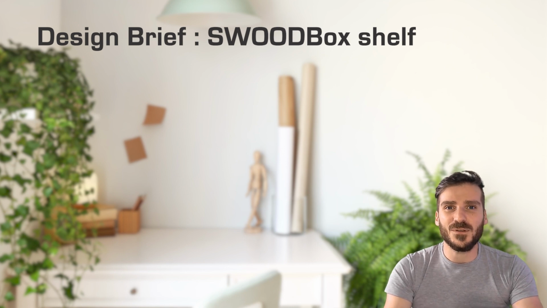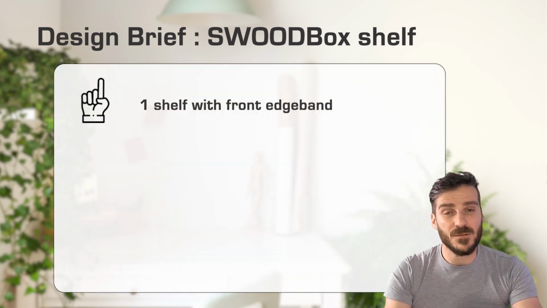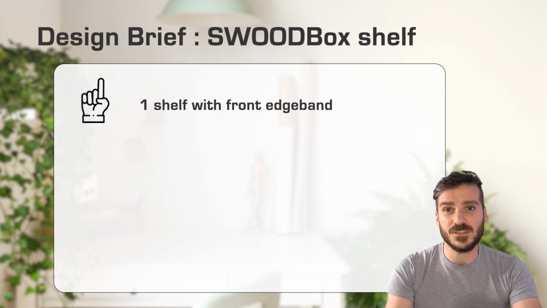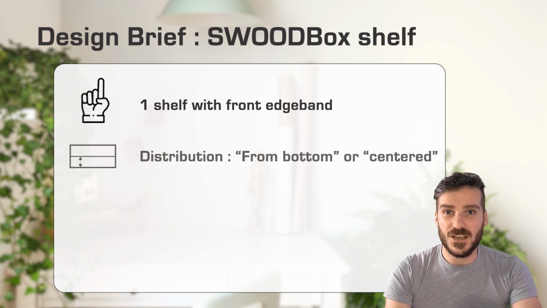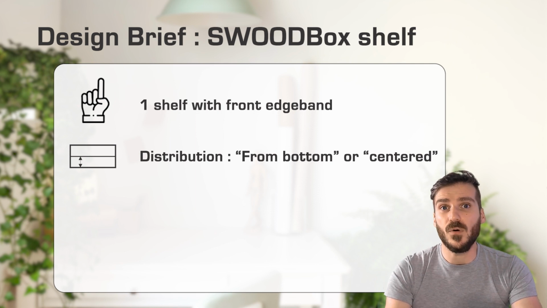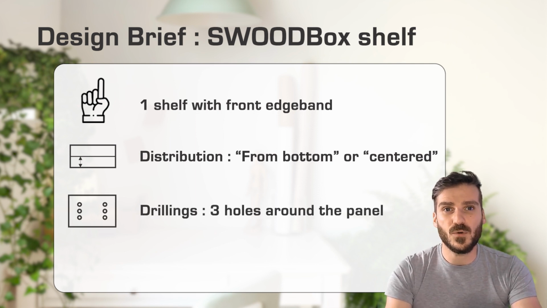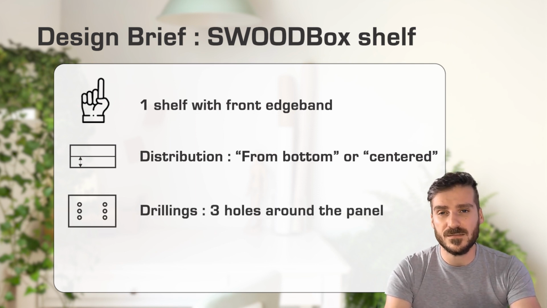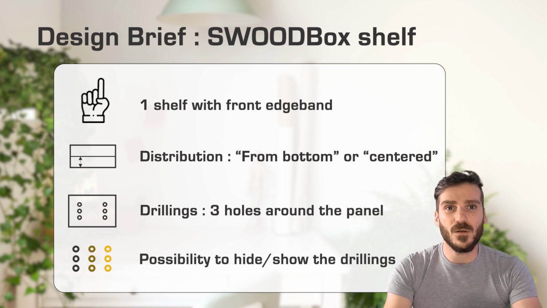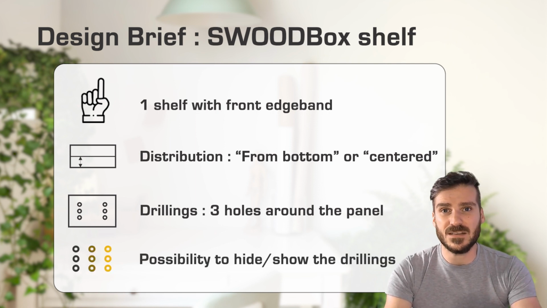In this tutorial, we are going to create a shelf SWOODBox with a single shelf, with an edgeband on the front, shelf positioning from the bottom or centered. We will create 3 holes around the panel. And finally, we will have the possibility to activate or deactivate these railings.